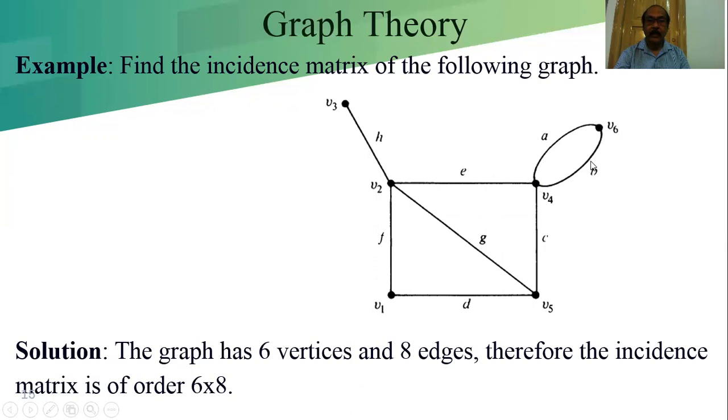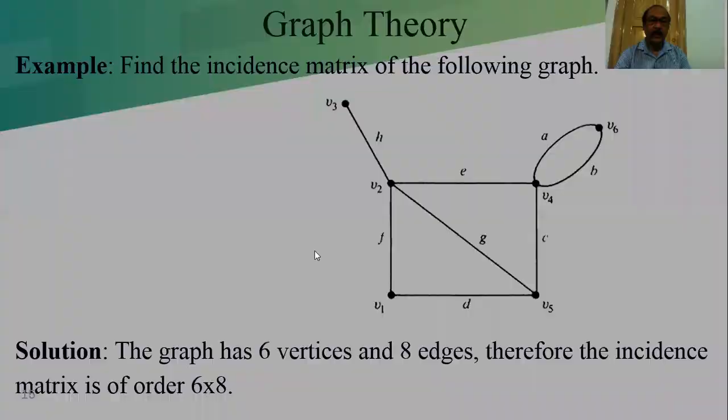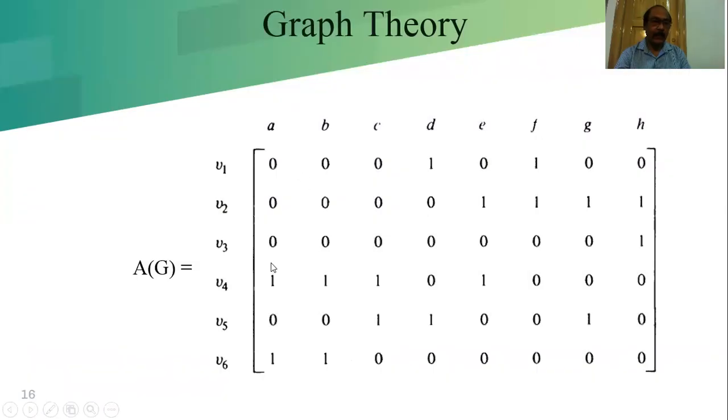Now consider B, it is the same. The elements corresponding to V4 and V6 will be 1 for the edge B. Let's see, first A: V4 and V6 are 1. For B, V4 and V6 are 1 and the rest of the elements are 0.